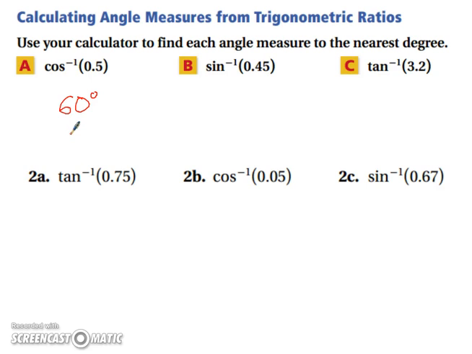Take a moment and pause the video and try B and C, and then 2A, 2B, and 2C. Now that you've had a moment to try these 5 examples, let's see how close you came. Keep in mind we're rounding to the nearest degree. So we have 27 degrees, 7 degrees, 37 degrees, 87 degrees, and 42 degrees.